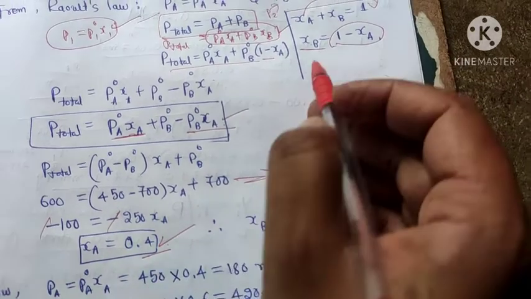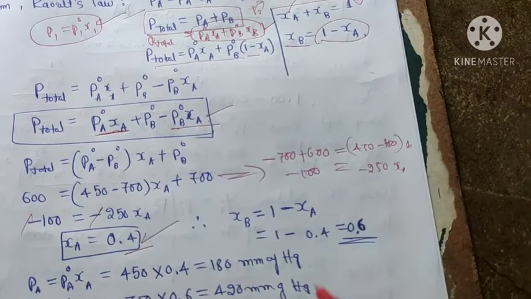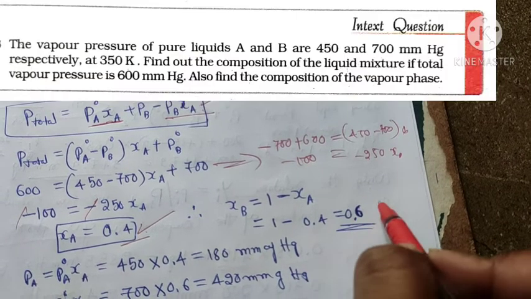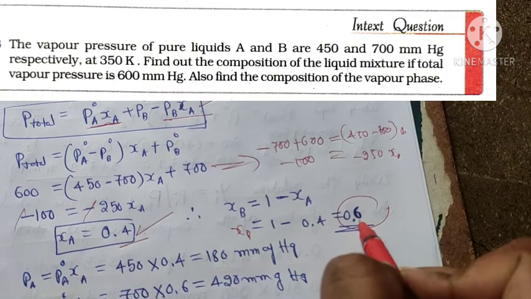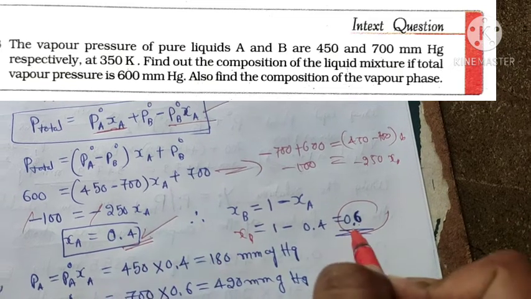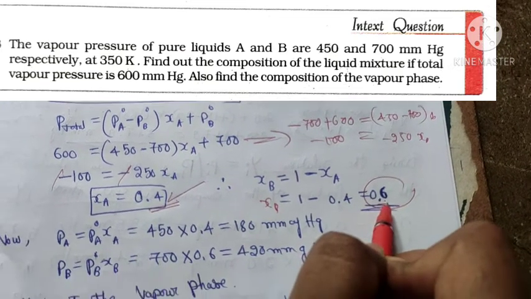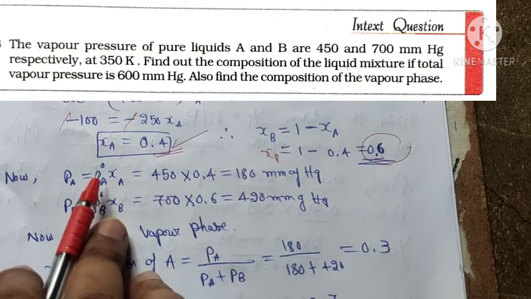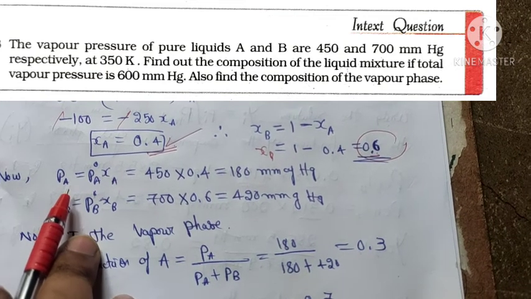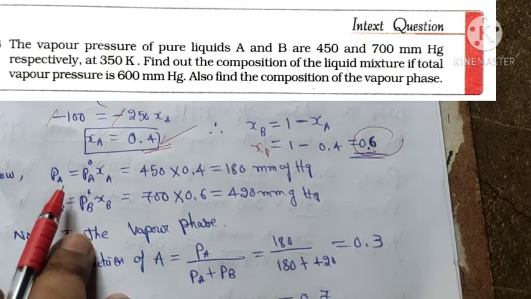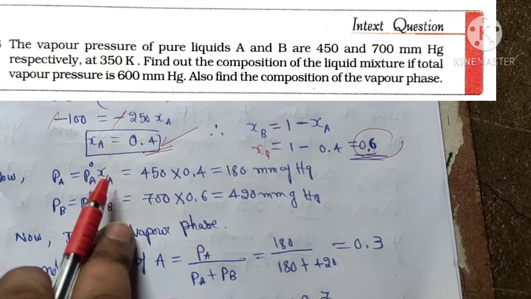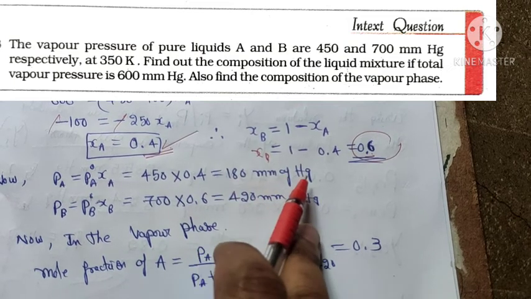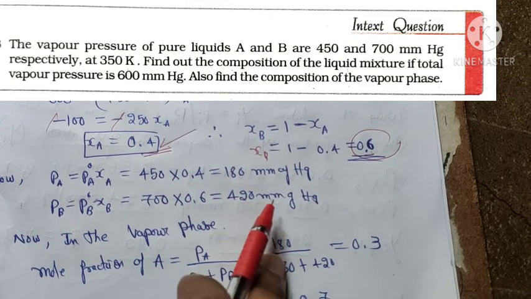Since the XA value is known, substituting gives the XB value. XB is equal to 1 minus XA, so 1 minus 0.4 gives XB as 0.6. XA is 0.4 and XB is 0.6. Now we go to PA equal to PA naught XA, Raoult's law for component 1. PA naught is 450, XA is 0.4, multiplying gives 180 millimeter of mercury. PB is 420 millimeter of mercury.